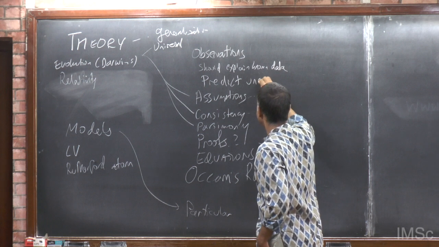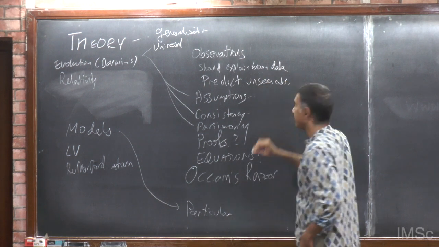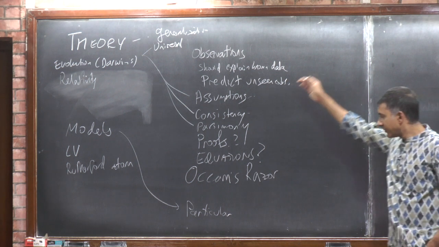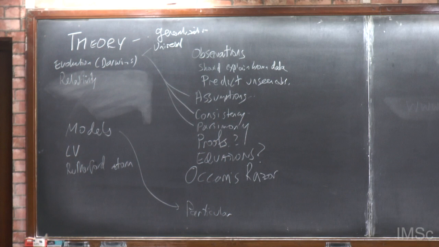So predict unseen observations. It shouldn't just be consistent with known ones, but you need to put your reputation behind it and say, I therefore imply that if you do the following experiment, it should work the following way. Right? So although nobody's kicked a football on Mars, one would expect it to work roughly the way it does on Earth. That's a prediction of Newton's laws of gravity.